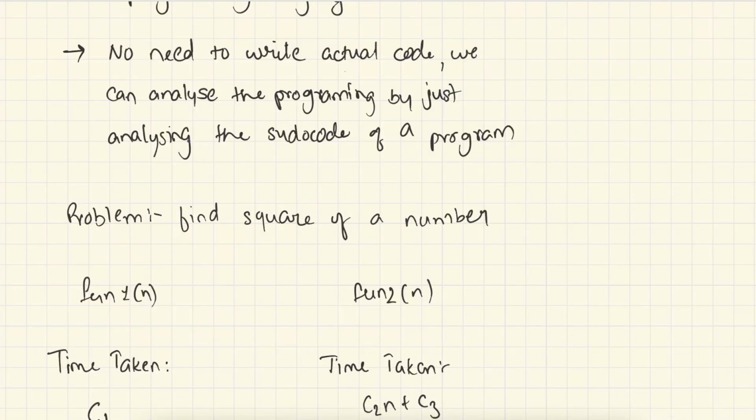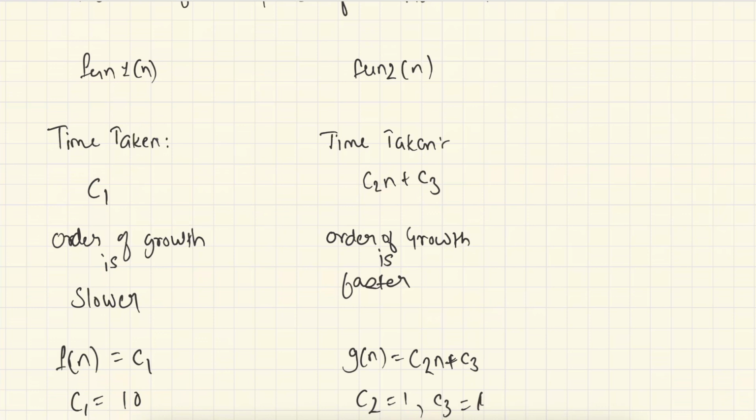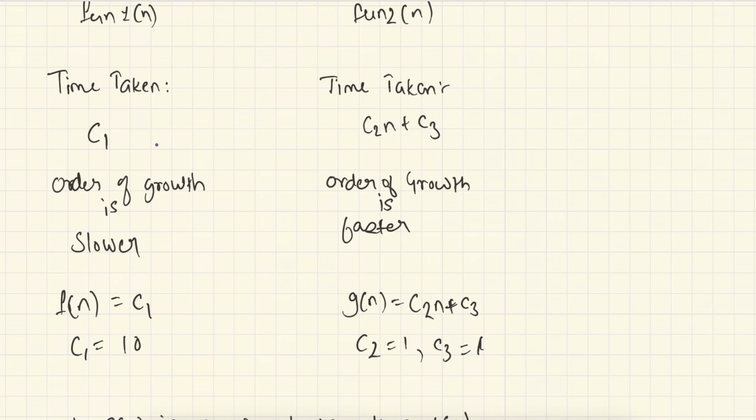So let's take the same examples from our previous video and see how it's going to work. In the previous video we discussed that we have two programs, function 1 and function 2. Both are trying to solve one problem: find the square of a number. We calculated that function 1 takes a constant amount of time and function 2 takes c2n plus c3 amount of time. The order of growth of function 1 is slower and the order of growth of function 2 is faster.